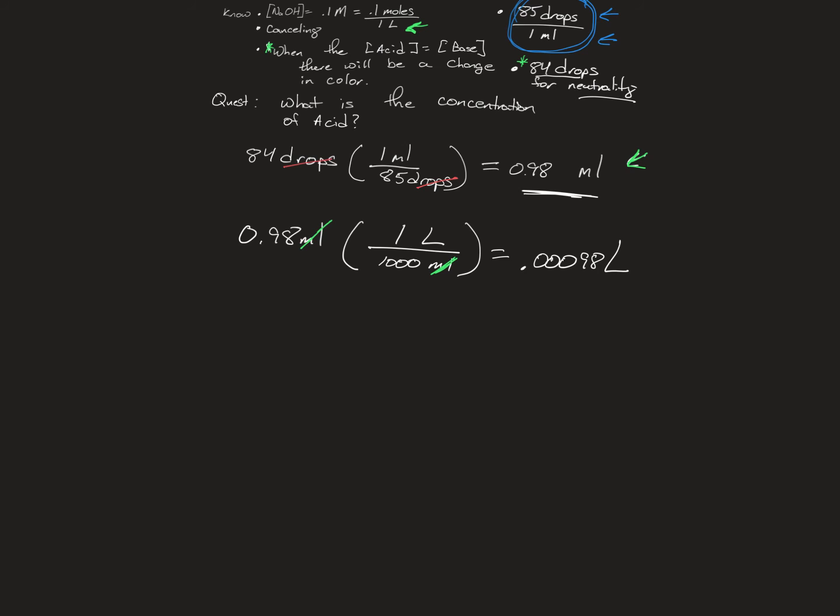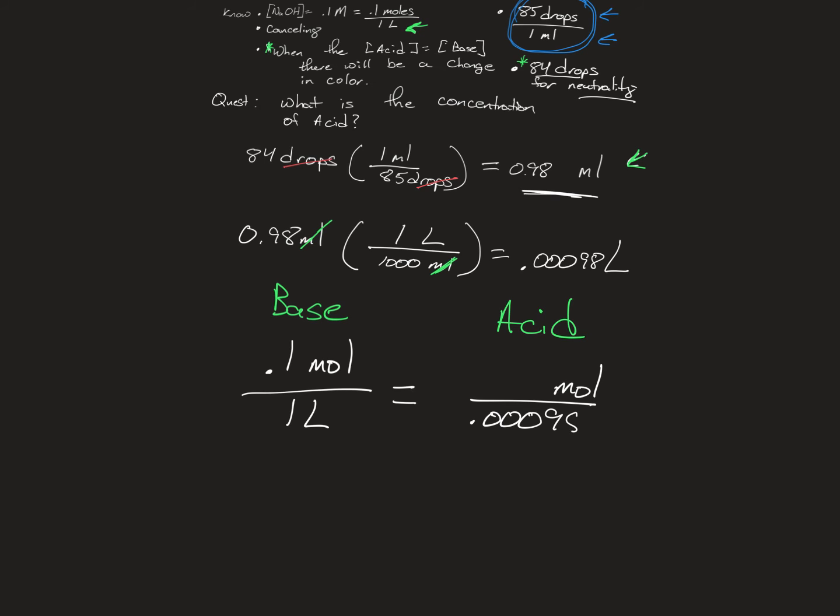So theoretically, this is 0.1 moles for every 1 liter. The concentrations should be equal, right? This is for the base. At this point, the base should be equal to the acid concentration because they neutralized each other. So if the base concentration is 0.1 moles per liter, the acid had to be a certain number of moles for 0.00098 liters. And so if we put X number of moles, let me use a different color.